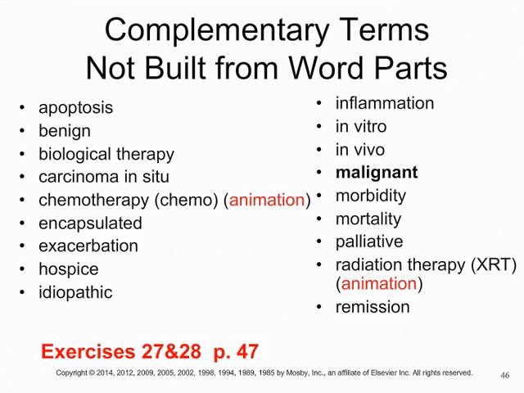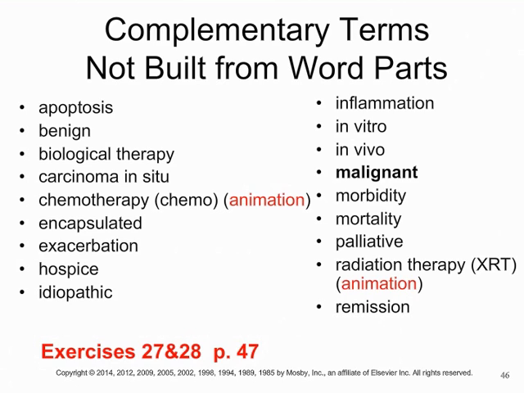Exacerbation. The word exacerbate means to make worse or increase the severity of symptoms. So if your disease is exacerbated, that means it's getting really bad really fast. Hospice. Hospice is a place kind of like a nursing home, but hospice is the place that you would go if you were terminally ill. So at this point, there's no cure. You're not going to get better. They basically just make you comfortable in the last moments of your life.